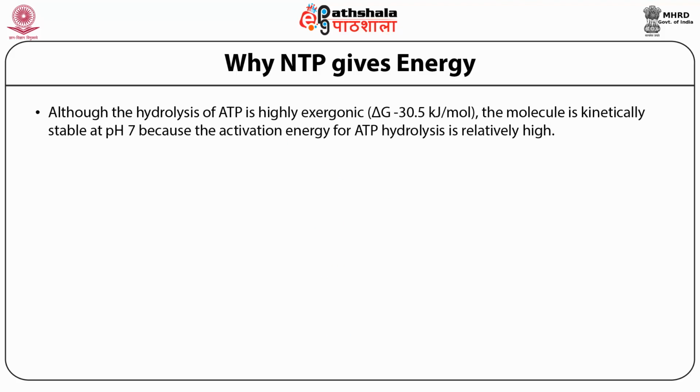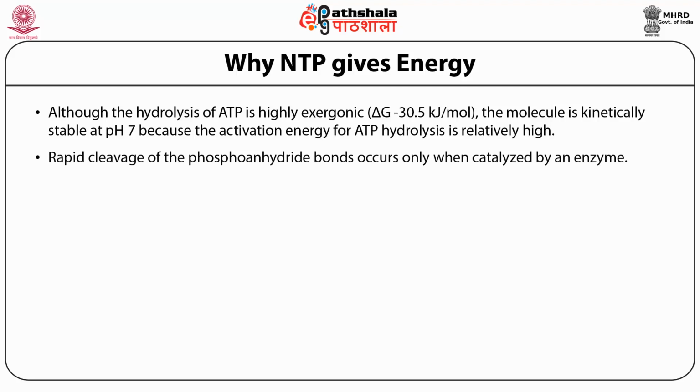When you say exergonic, that means heat is released from this, with a delta G of minus 30.5 kilojoule per mole. The molecule of ATP is kinetically stable at pH 7 because the activation energy for ATP hydrolysis is relatively high. Therefore, it cannot spontaneously release its heat until we require it.